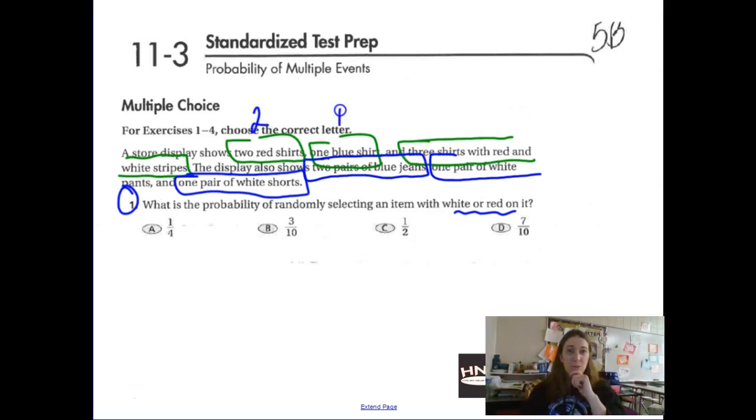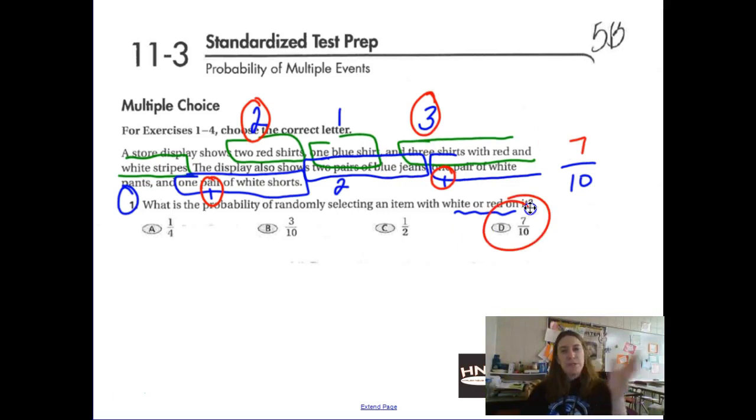Let's talk about how many total items we have here. I have 2 plus 1 plus 3 plus 2 plus 1 plus 1: 2, 2, 4, 6, 10. 10 items? So when they say the probability of selecting 1 item and it has white or red on it: red shirt, that's got red, no. These 3 shirts with red and white stripes, that counts. Blue jeans, no. And then 1 pair of white pants and 1 pair of white shorts. So 5, 6, 7 out of 10. It's a multiple choice question, which helps, but remember, don't be distracted by some distracting answers.